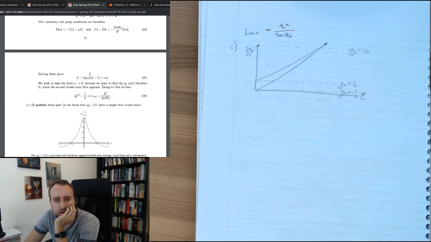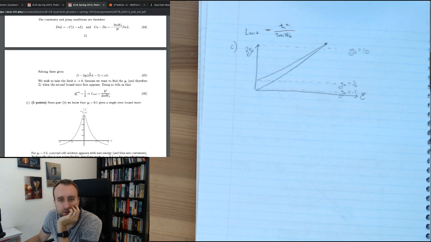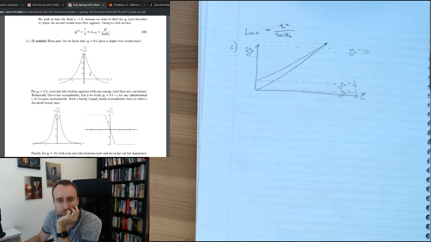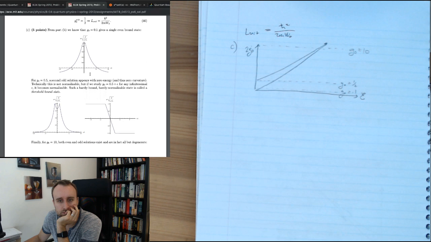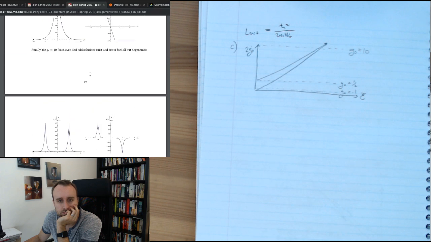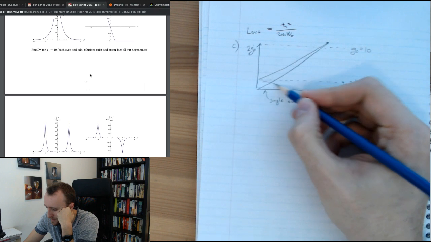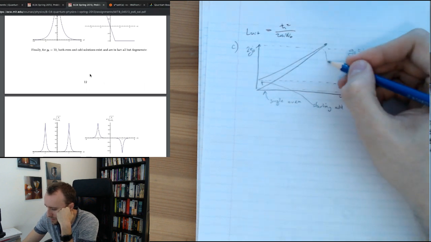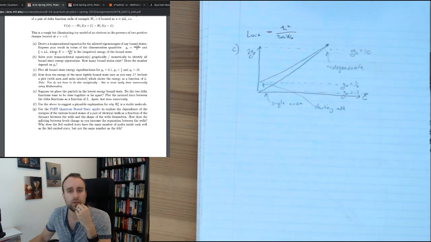It gives a single even bound state. A second odd solution appears with zero energy. A zero current is not normalizable. Okay. Well, this is basically what this one has. Single even. This is our starting odd, and this is degenerate, which is kind of what came out of the last question.